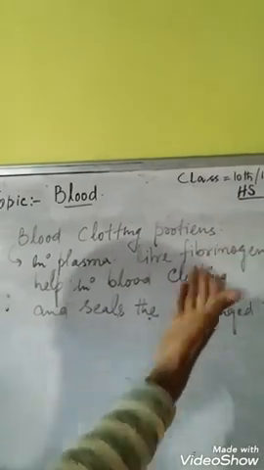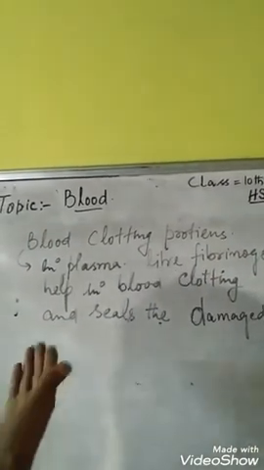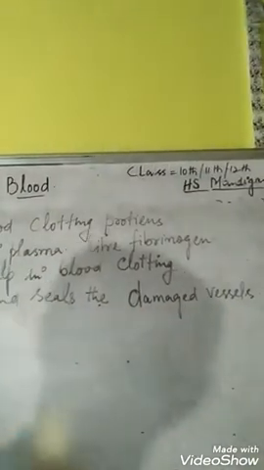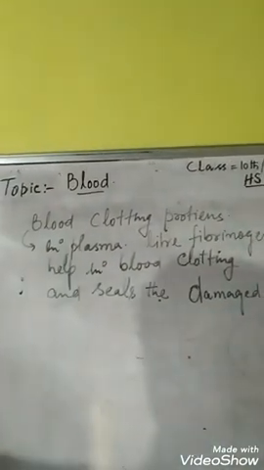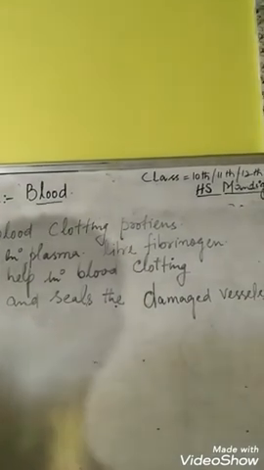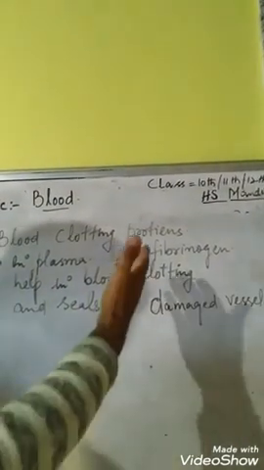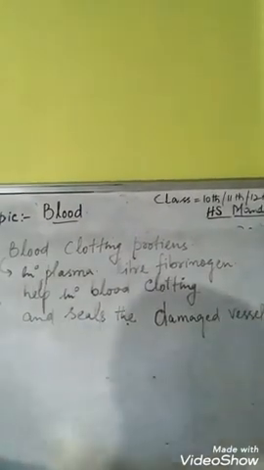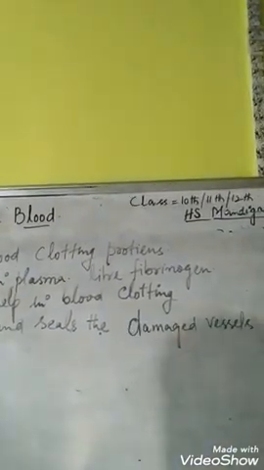Fibrinogen is one of the important blood clotting proteins which helps in blood clotting, and it seals the damaged vessels. Sometimes our blood vessels suffer damage, and at that time the blood clotting protein like fibrinogen and the blood platelets come and play an important role in the blood clotting mechanism.